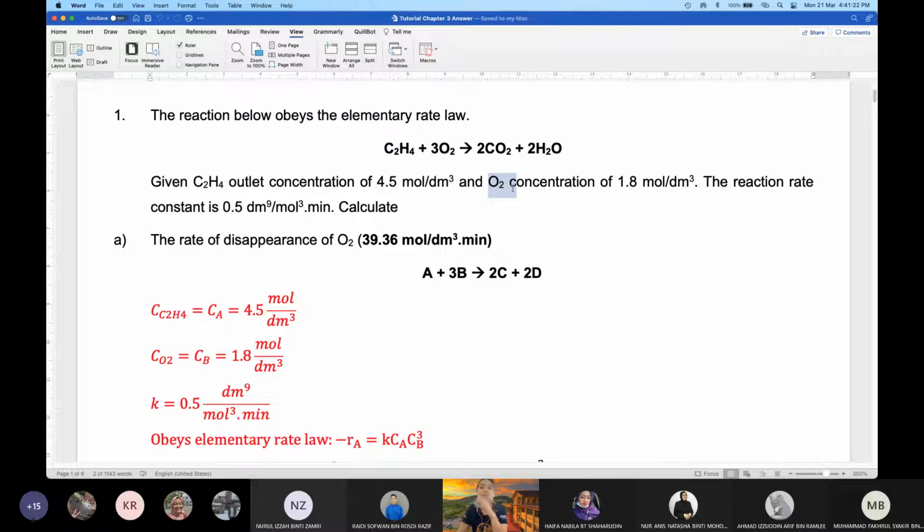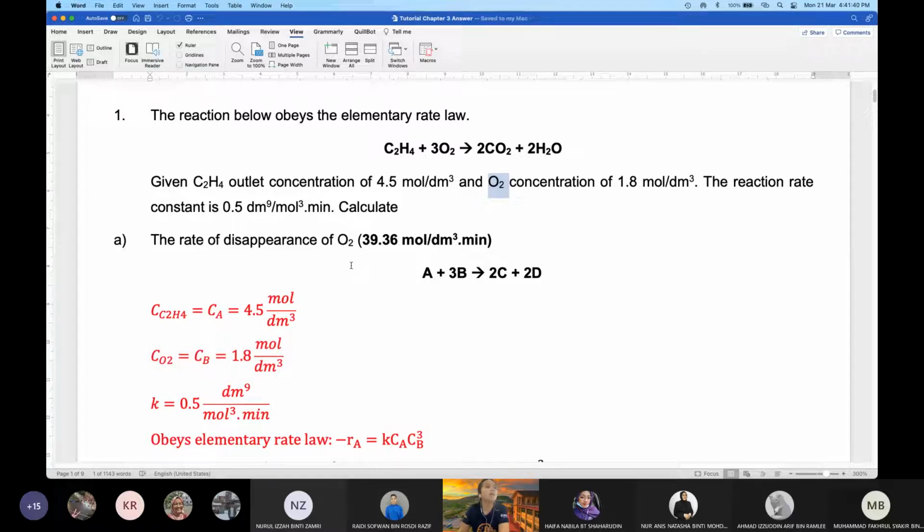So sama, oxygen gas pun, oxygen gas is our B. Pun dia kata outlet concentration of B. So CB 1.8. So maksudnya selepas tindak balas tu berlaku, berapa kepekatan A yang tinggal 4.5, berapa kepekatan O2 yang tinggal 1.8. Okay, done. Right.